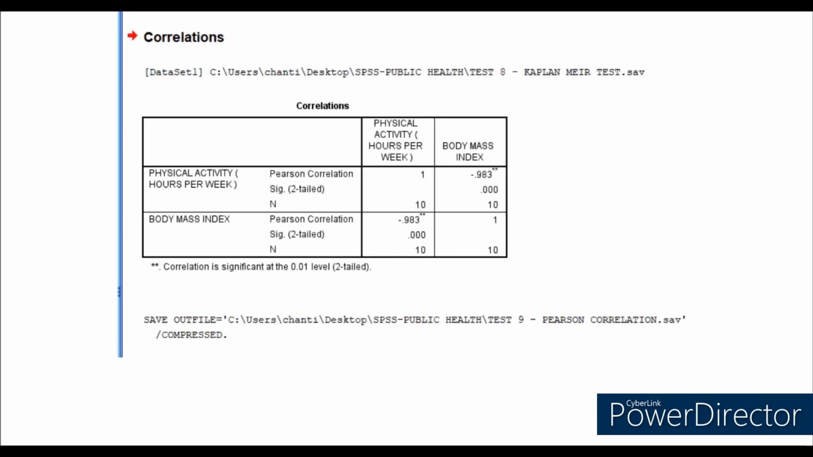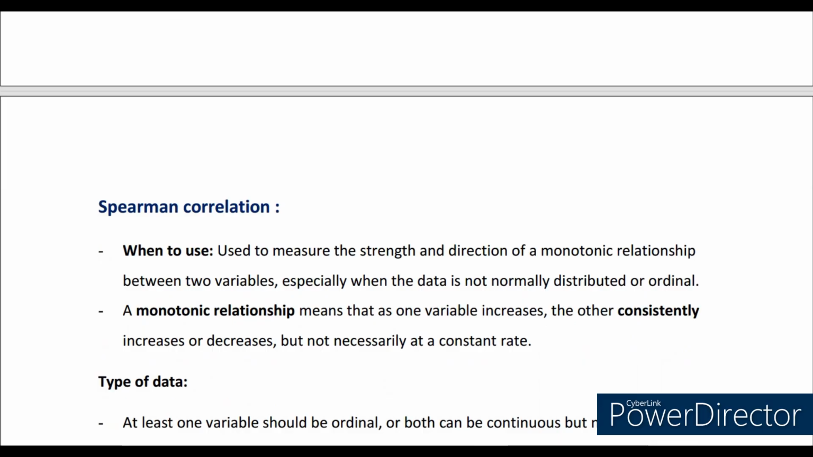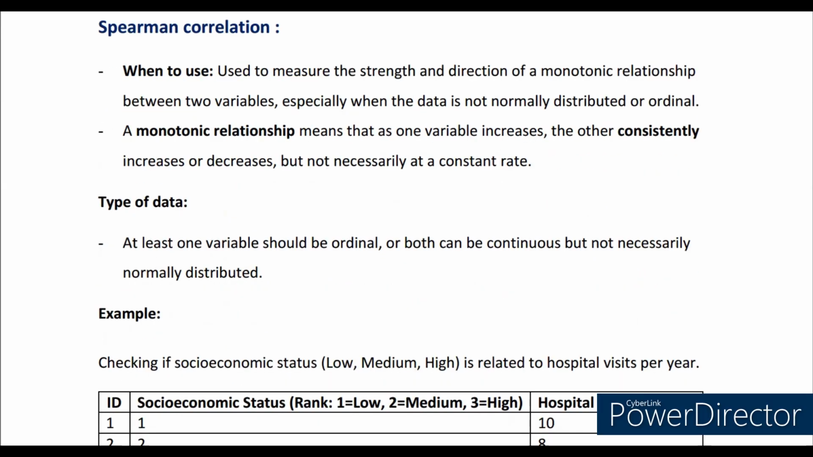Now coming to the next test, that is Spearman correlation. It is used to measure the strength and direction of a monotonic relationship between two variables. It is used when the data is not normally distributed. A monotonic relationship is nothing but if one variable increases, the other consistently increases or decreases, but not necessarily at a constant rate.